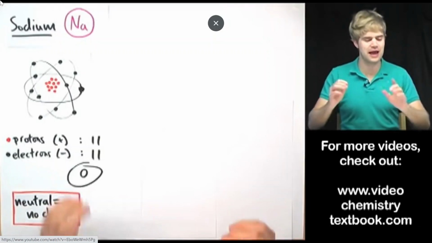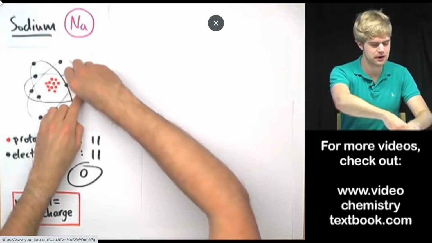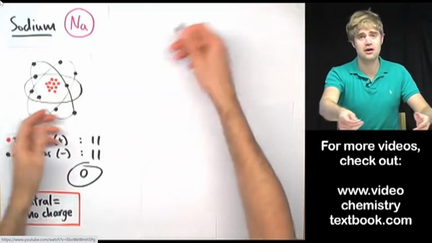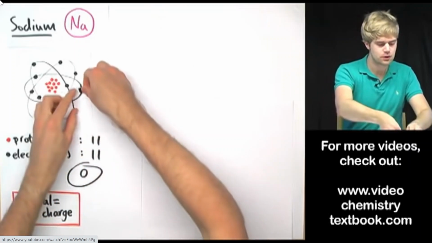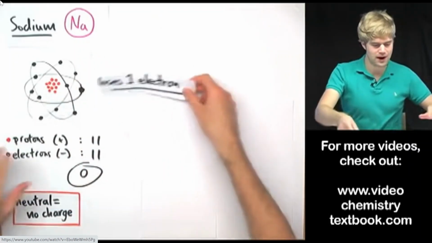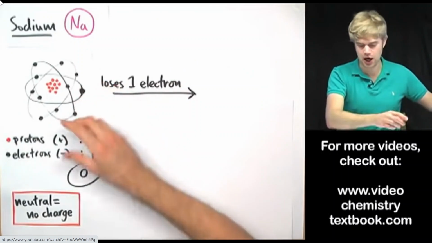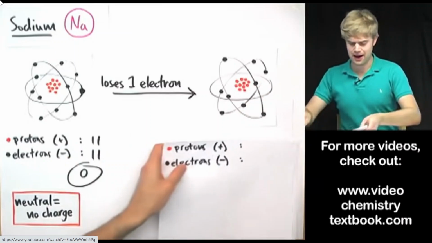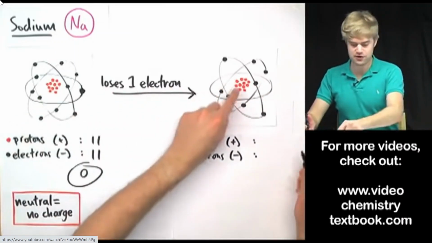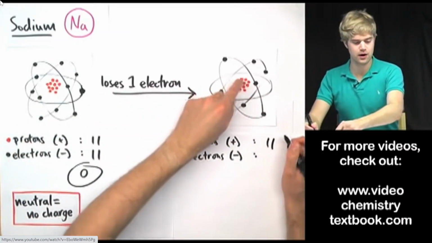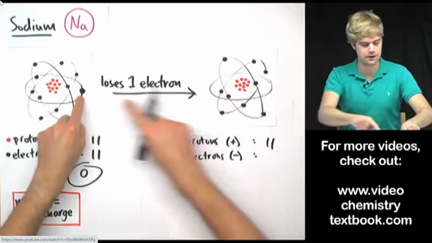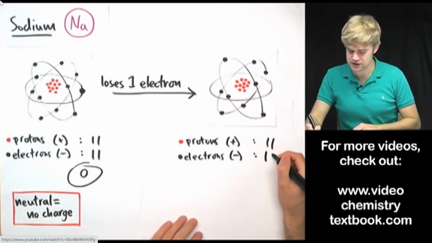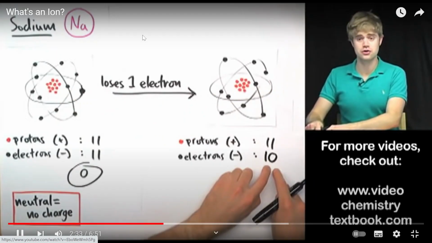Okay? But here's what can happen to sodium. You see this electron right here? It can lose this electron. It can lose it, and it flies off and usually goes into another atom. So let's look at what happens when this electron gets lost. Now we're going to end up with a sodium atom that has 11 protons, just like it did before. But because it's lost this electron, it used to be here, now it's not here anymore. Now it only has 10 electrons.